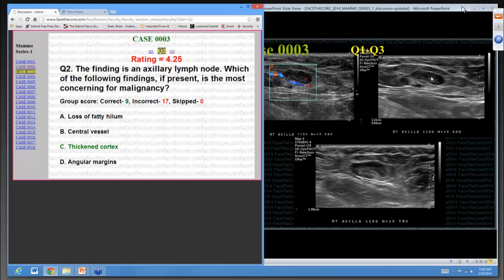Here's the cortex, this dark area right here. As we follow along, it's thin right here, then thick again, then thins out, and then gets thick again. We do see a fatty hilum, which is fine. An abnormal lymph node can still have a fatty hilum. Maybe the fatty hilum is partially effaced. This lymph node is abnormal because of its thickened cortex. Also, the size of the lymph node is greater than 2 centimeters, and that's also a reason why it's abnormal. So of the answer choices, thickened cortex would be the correct answer.